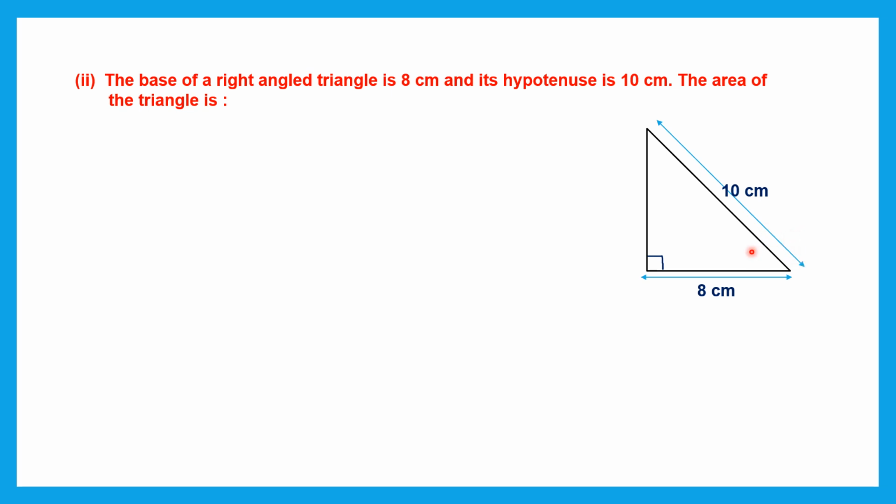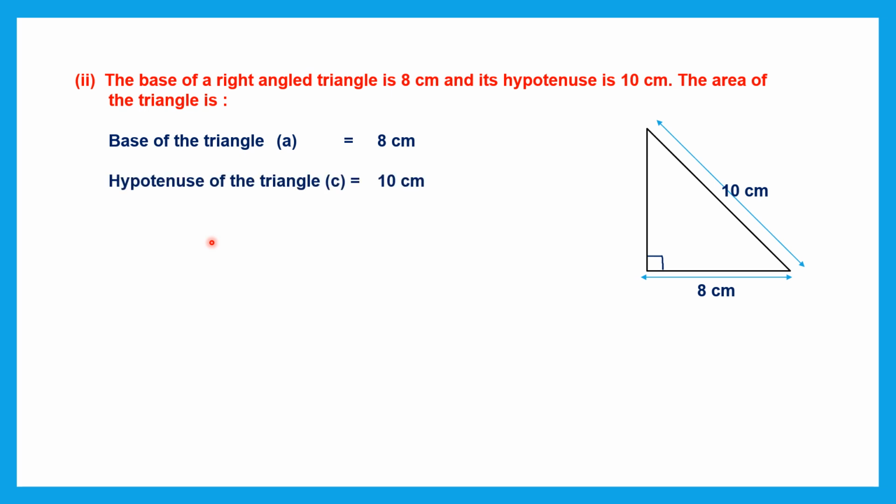What is the hypotenuse? It is the side that is opposite the right angle. And it is the longest side of this triangle. So the hypotenuse is given. The base is given. We are asked to find the area of the triangle. So let's write what's given. So base of the triangle, let's take it as A, and that is 8 centimeters. Hypotenuse of the triangle, let's take it as C, that is 10 centimeters.